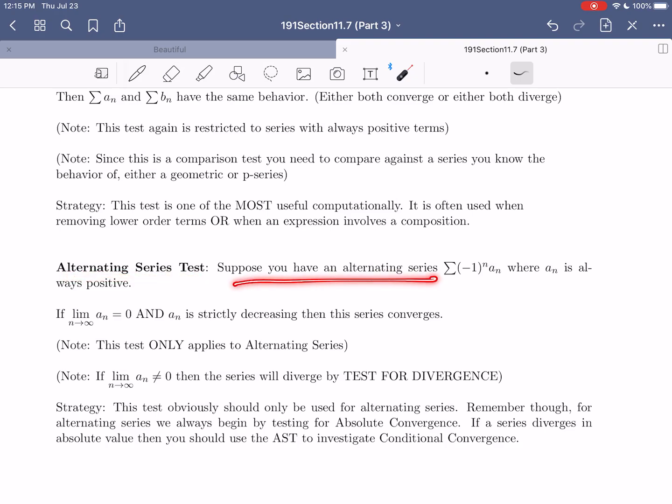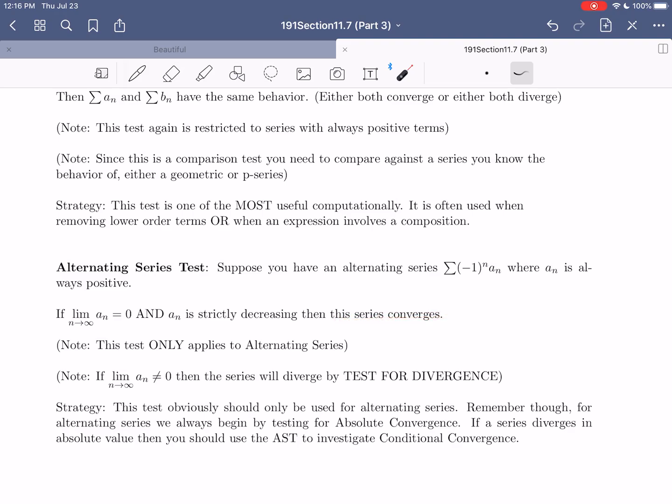So suppose you have an alternating series. Remember, the definition of an alternating series is that you have that alternating component, negative 1 to the n, and then the a sub n, the magnitudes, where the a sub n's are always positive. Those a sub n's need to be always positive so this really alternates: positive, negative, positive, negative. So the alternating series test says that if you can show that the limit of those magnitudes goes to 0, and those magnitudes are strictly decreasing, then you automatically know that the series converges.